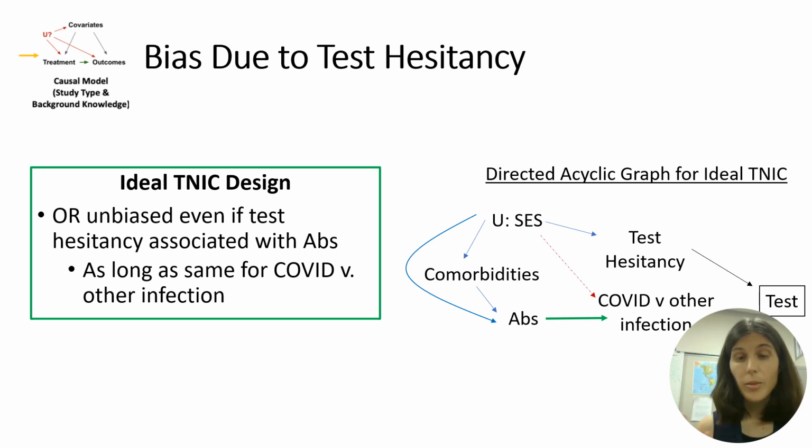Again, we might be concerned about unmeasured confounding, but it may be likely that socioeconomic status has a lower impact on getting COVID versus another infection than it does on having COVID versus not having COVID. So while we still need to consider unmeasured confounding, this particular unmeasured common cause of our antibody levels and our outcome is less of a concern in the test negative design.